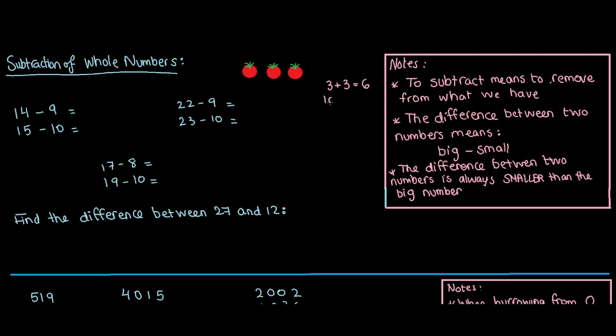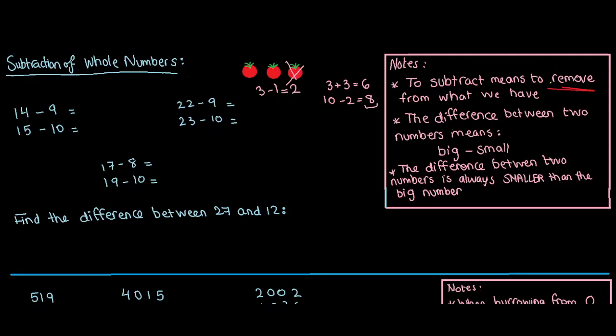For example, 10 minus 2 equals 8. So we ended up with a smaller number. So to subtract means to remove from what we already have. In an example here, let's say I have 3 tomatoes and one of them falls to the ground and gets squashed and I lose one of the tomatoes. So I started with 3 tomatoes, one got lost, and I ended up with 2 tomatoes instead. This operation that we have here is subtraction. 3 minus 1 equals 2.